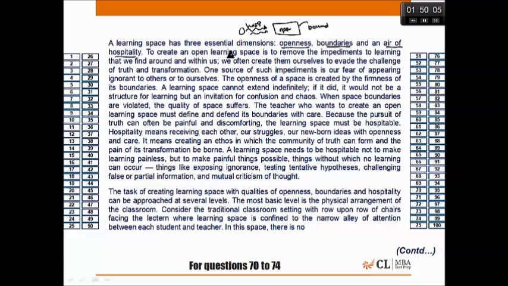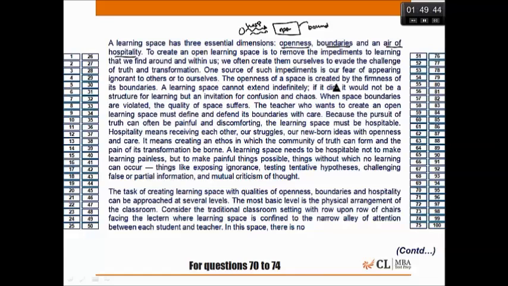To create an open learning space is to remove the impediments to learning that we find around and within us. We have to remove the impediments to learning. We often create them ourselves to evade the challenge of truth and transformation. One source of such impediment is fear of appearing ignorant to others or to ourselves.